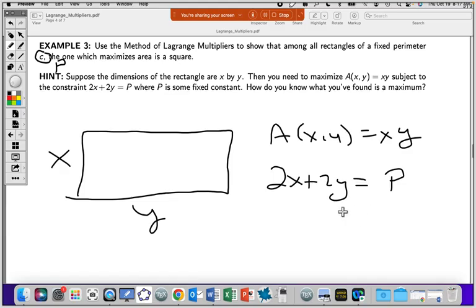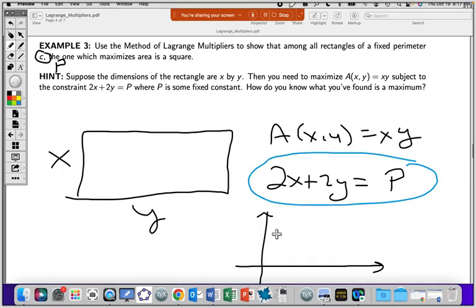And how do you know what you found is a maximum? So this is another example of where we can use symmetry to predict. Our critical point is going to be where x and y are the same, because this entire system is completely symmetric in terms of x and y. If I switch x and y around, neither of these equations change. Okay. If I think about what's happening geometrically, if I think about 2x plus 2y equals p, once again, p is going to be a positive constant because it represents a perimeter.